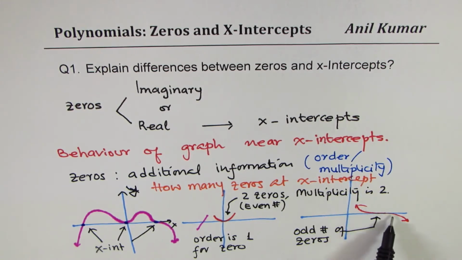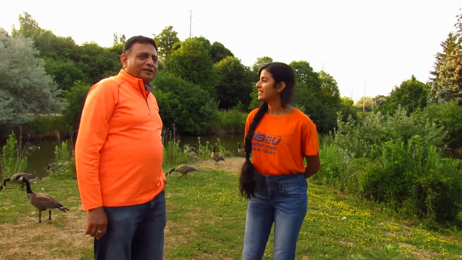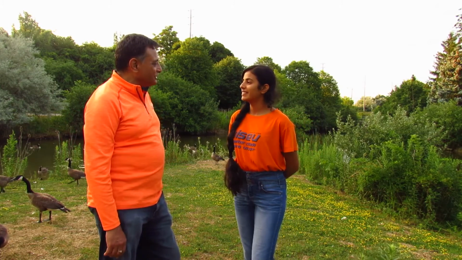So it goes like this, right? Now, with that, I hope it's clear what the difference is between zeros and x-intercepts. Nurmeen, can you summarize what you learned about zeros and x-intercepts?